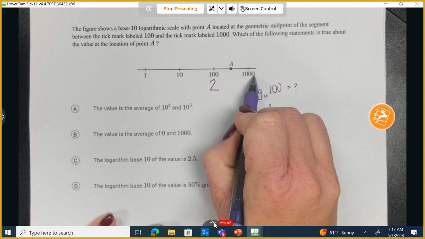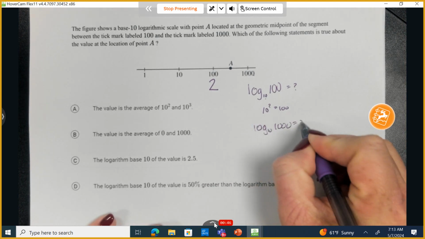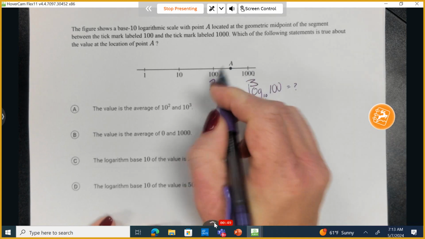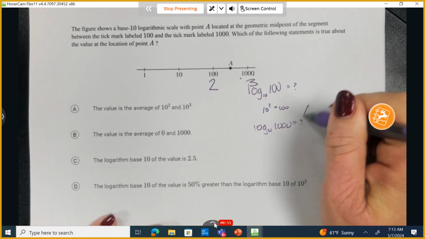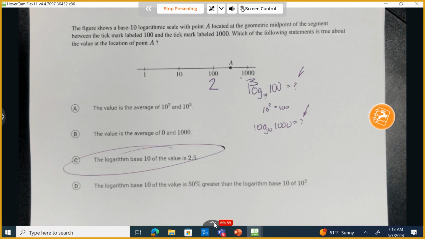Now, if we think about 1,000, 10 raised to what value equals 1,000? The answer is 3. And this is directly in between. So guess what that value would be over here? It would be directly in between 2 and 3, which would be 2.5.